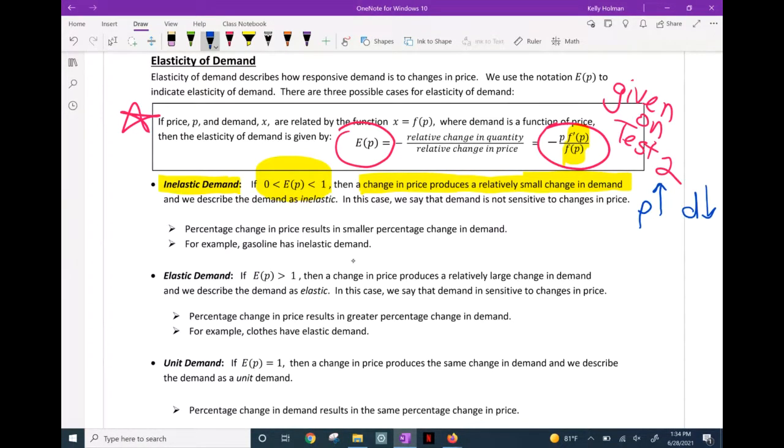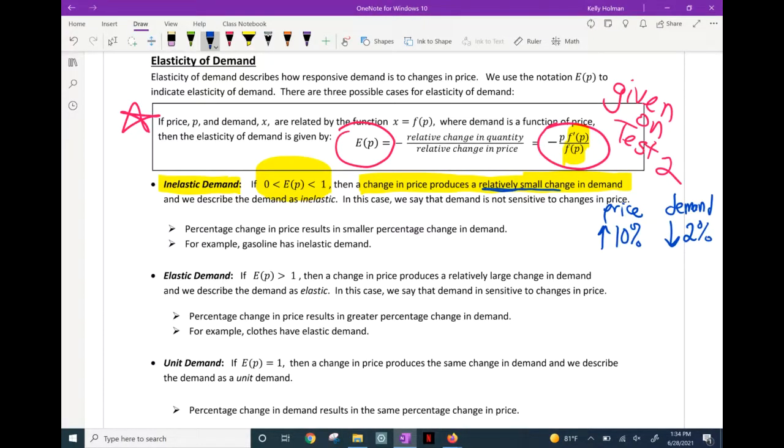But what this means is change in price. Let's say that your price is going to increase 10%. Then a relatively small change in demand means that that's going to cause the demand to go down, but less than 10%, maybe 2%. And we use percent to describe it instead of a unit because price and demand have different units. Price is dollars. Demand will be whatever item you're making, calculators or, I don't know, cell phones, whatever.